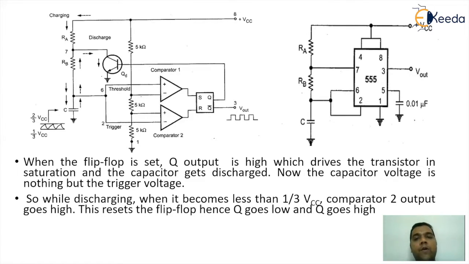Whenever I talk about the operation, here we are assuming that the transistor is initially in the off state. If the transistor is in the off state, then automatically the value of Q is 0 and Q bar is 1. So this is our initial condition. I am assuming that Q bar is 1. So if Q bar is 1, then Q is 0. If Q is 0, the internal transistor will be in the off state.